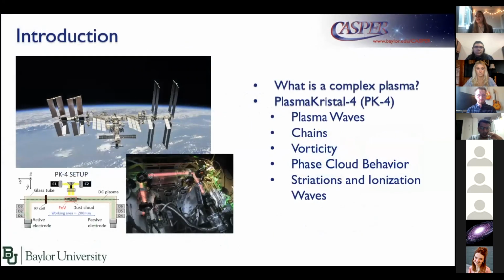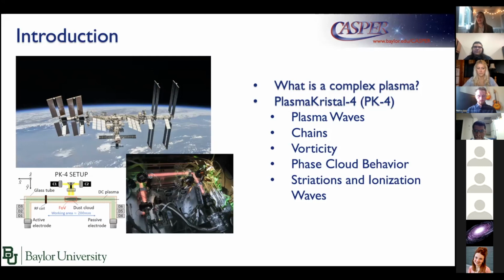So first, let's begin with defining what a complex plasma is. A complex or dusty plasma is an ionized gas that has dust particles suspended in it. These suspended dust particles become charged and behave as a plasma, which leads to many interesting phenomena. In my research group, we focus on understanding why these phenomena occur.